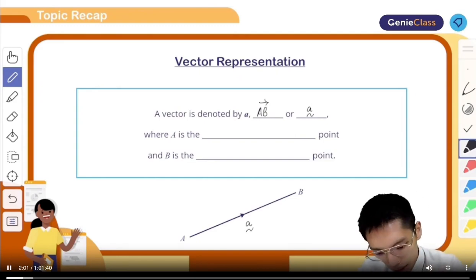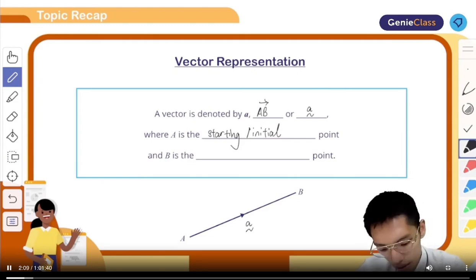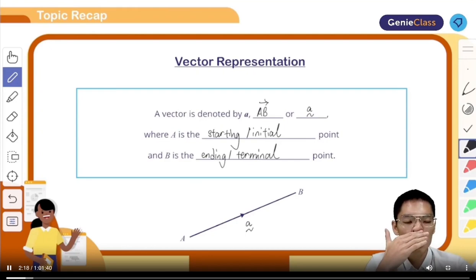Starting from A, so that's why we call A the starting point, or the initial point. And lastly, B is what we call the ending point, or the terminal point. Alright, so certain things to take note of.